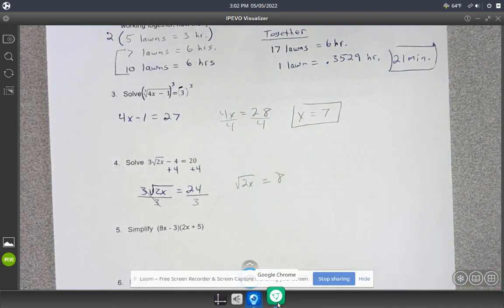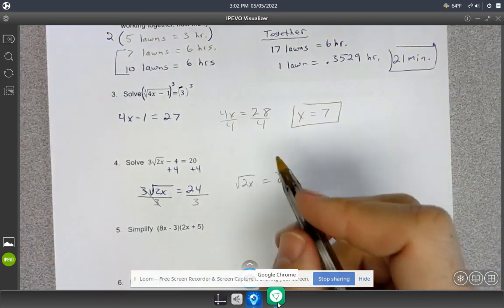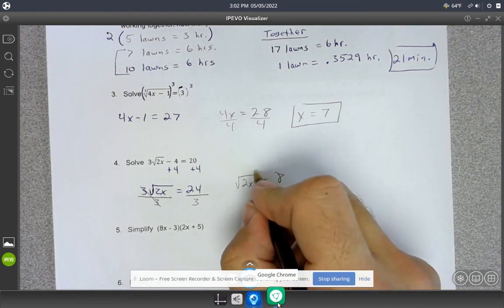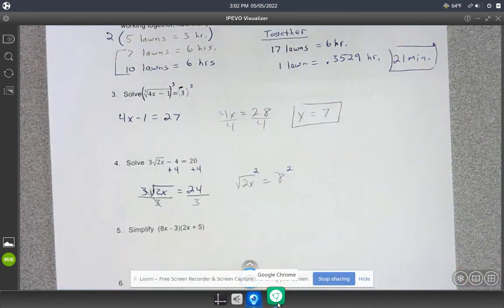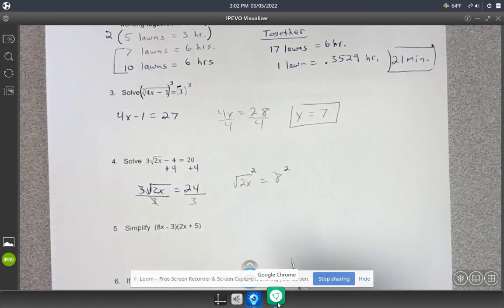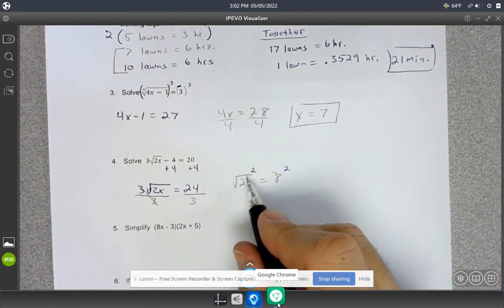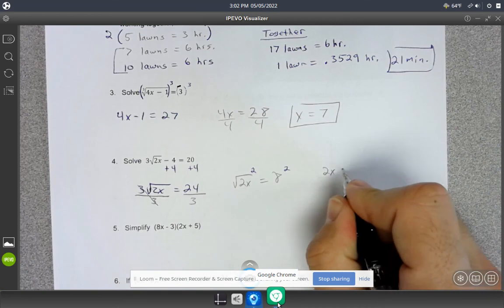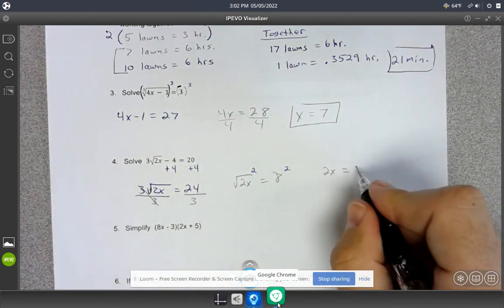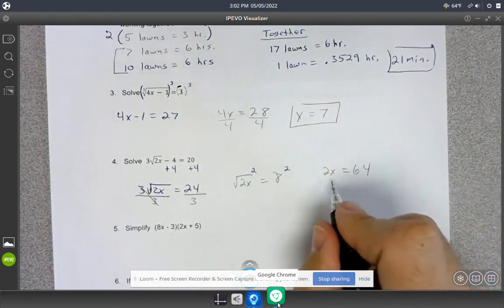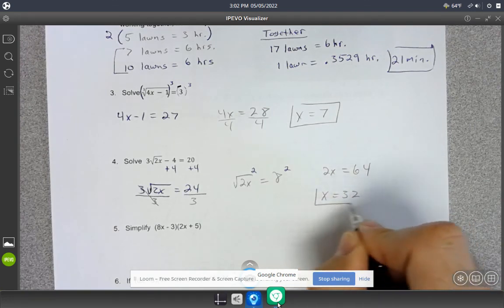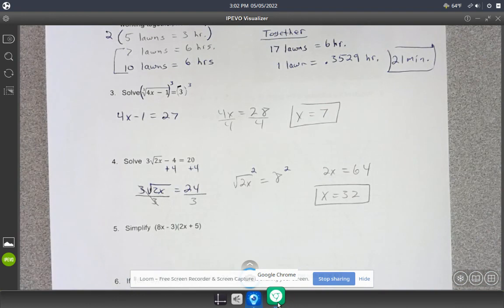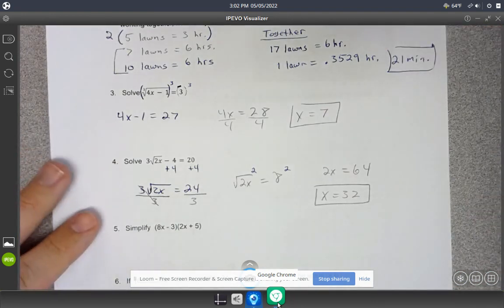All right, and now I can square both sides to cancel out the square root. Okay, because square rooting and squaring are inverses. They're opposites. Okay, that'll cancel, leaving me with a 2x. 8 squared is 64, and then we'll divide by 2. X is 32. That's it. Numbers 5 and 6 aren't bad.